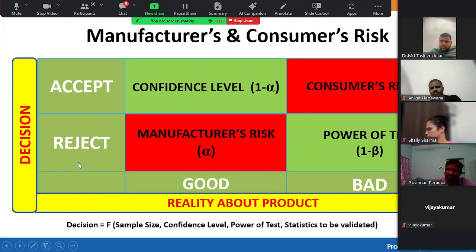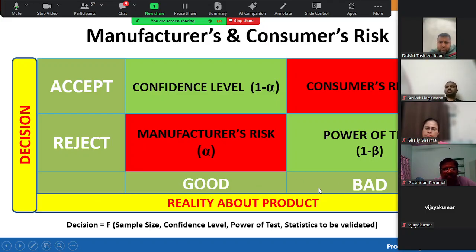Now, just look at the screen very carefully. It is something very simple, just looking a little intimidating. First just look at the x-axis. On the x-axis, I have written the reality about the product, that it is a good product or it is a bad product.